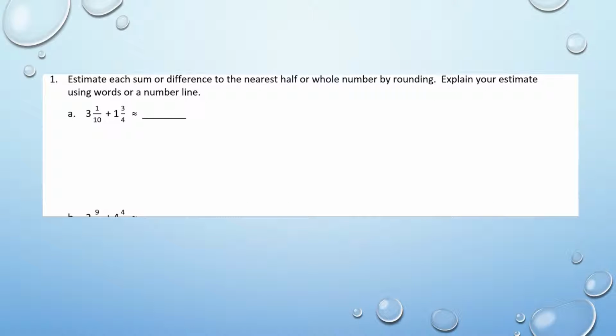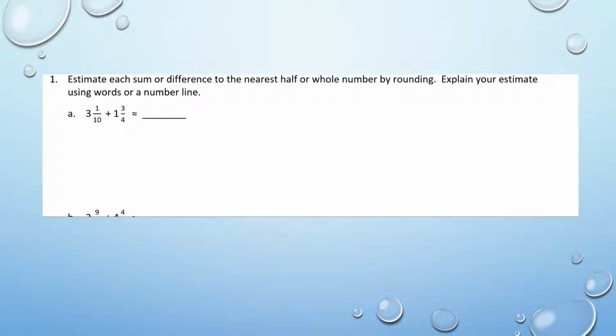Today we are going to estimate each sum or difference to the nearest half or whole number by rounding. We'll explain our estimate using words or a number line. Today the class decided that they liked the number line better. It was easier for them to draw a number line than to figure out a sentence to write, so that's what we're going to do.